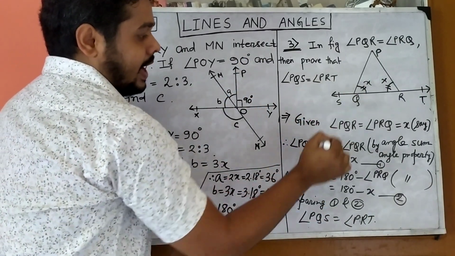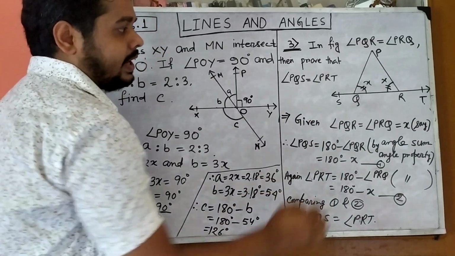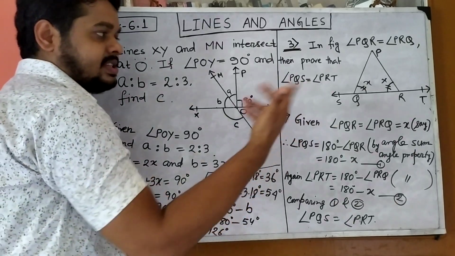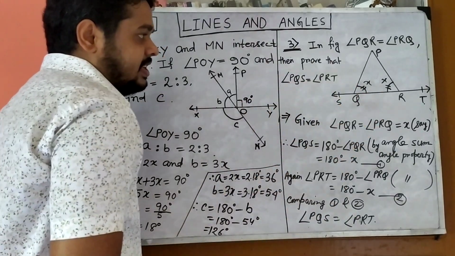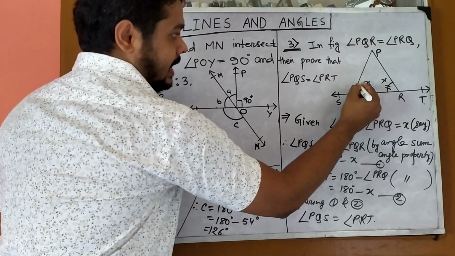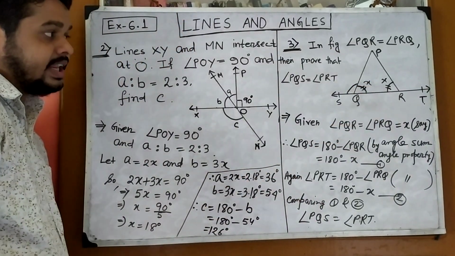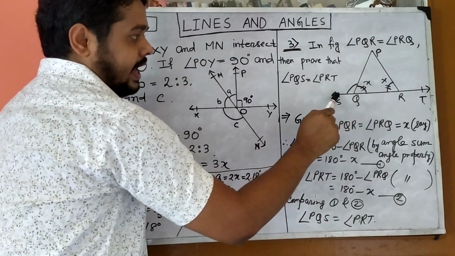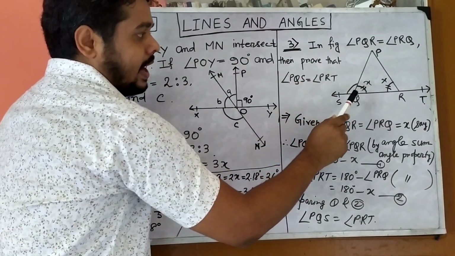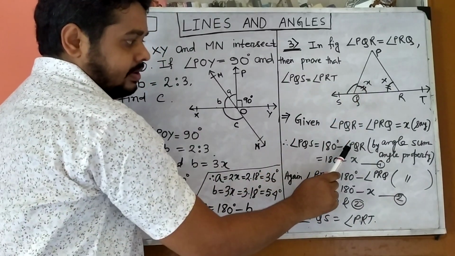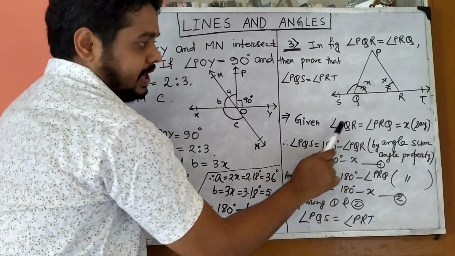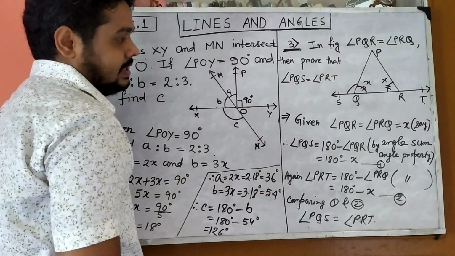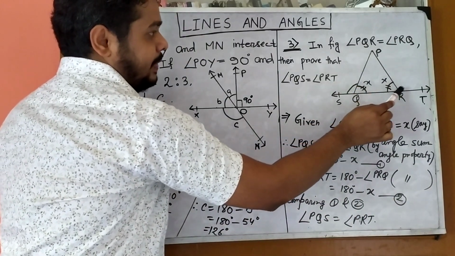PQS means 180 minus angle PQR, because PQ is standing on the line SR or ST. So sum of these two angles, this angle and this angle, is 180 degree as PQ is standing. So PQS equals 180 minus this angle PQR, and PQR equals our x. So 180 minus x.